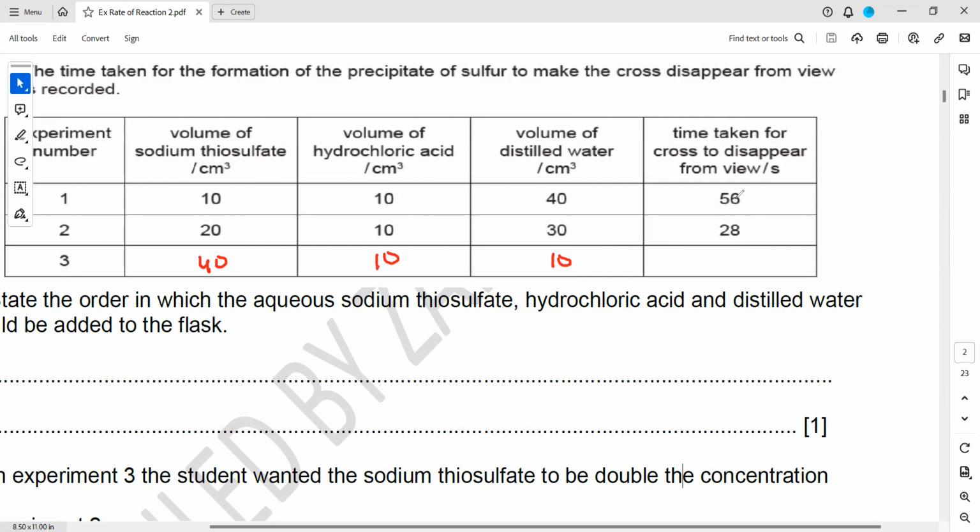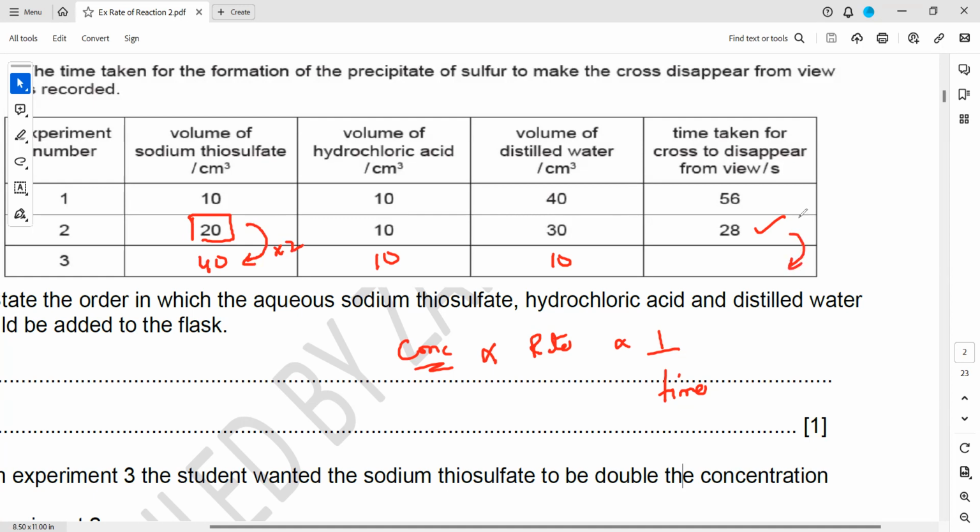How do we know? Look, if I increase the concentration, if I use a greater number of particles in a unit volume, the rate will also increase. And if the rate increases, what happens to the time? The time will decrease. It will take a shorter time for the reaction to happen. When I was using 20 cm cube of thiosulfate, it was taking 28 seconds to disappear. If I double the amount of thiosulfate, how much time will it take?